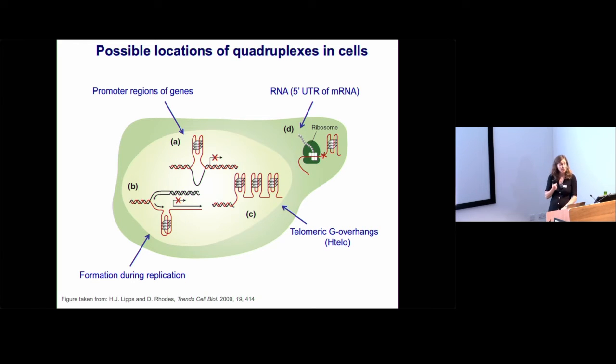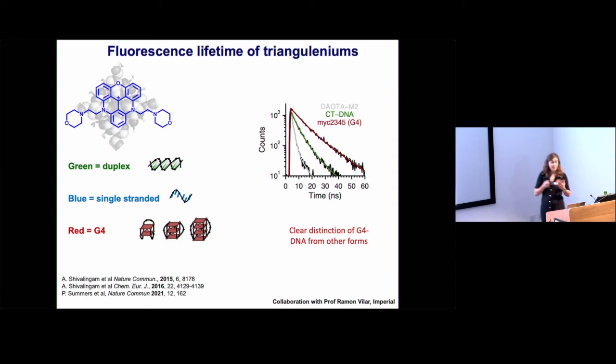However, it's quite tricky to detect them because B-DNA, the duplex DNA, is very, very abundant. So really the probes for quadruplexes are lacking. So this molecule here is a so-called triangulenium because of its triangular structure, that has two arms with secondary amines called morpholino groups.